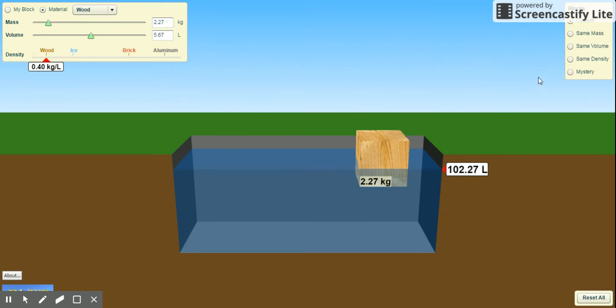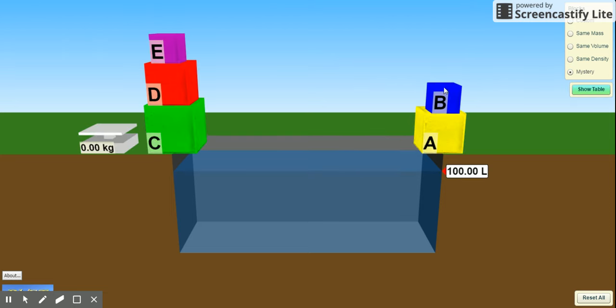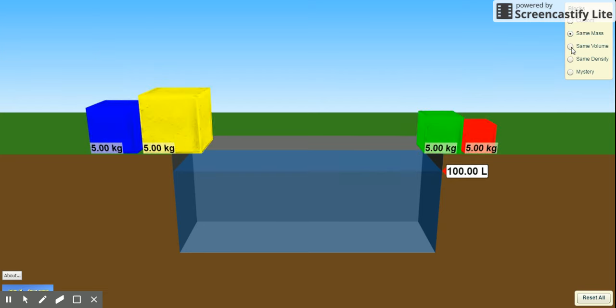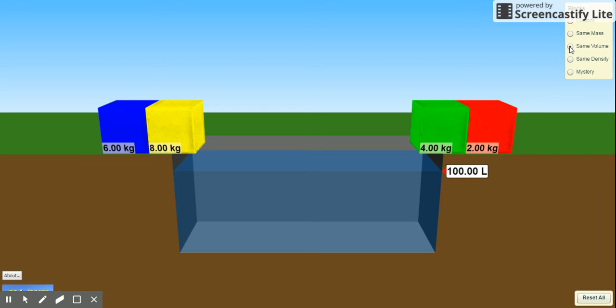So again, part of it is to determine the mystery, but also part of it is to allow you to explore how changing the shapes, how changing the mass, and also how these all work in relation to water. Just a reminder, the density of water is 1. Things that have a greater density than 1 will what? What will they do? Things that have a lesser density than water will do what? So keep that in mind.